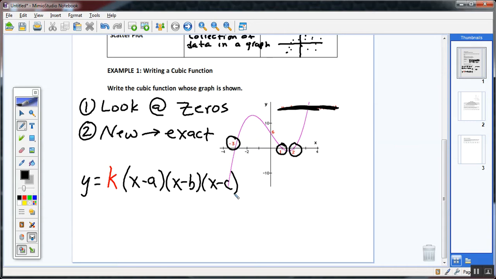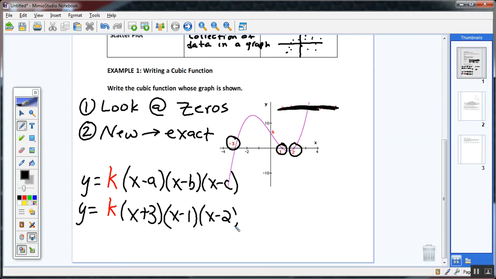So let's plug our zeros in here. I would have y equals some constant of k. All right, here we go. X minus the first. What's the first one right here, kids? -3. But subtracting -3 really turns that into what, kids? X plus 3, doesn't it? And then x minus my next one, kids. X minus 1 times what? I want to put something here. All right, no problem.